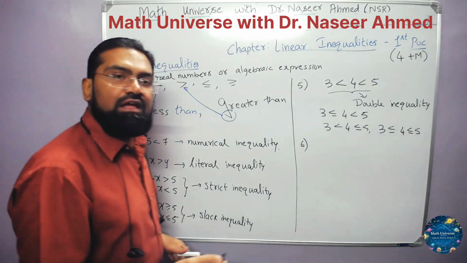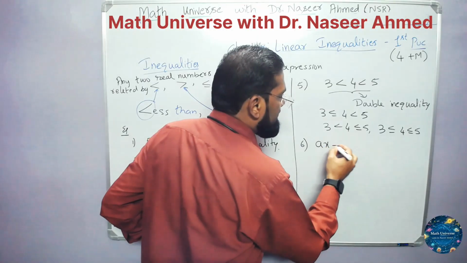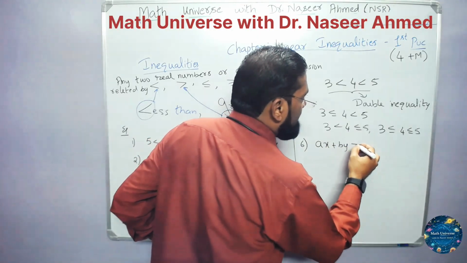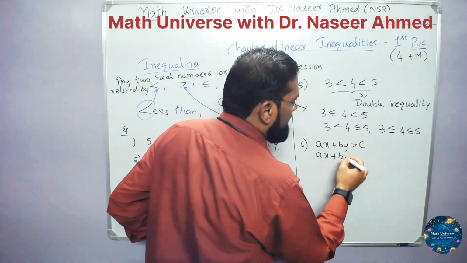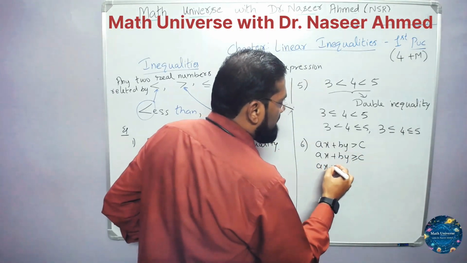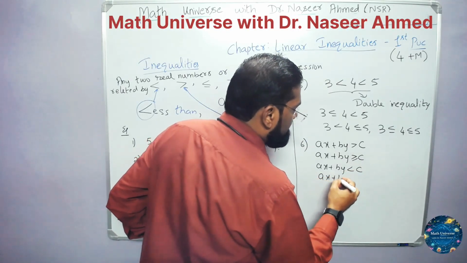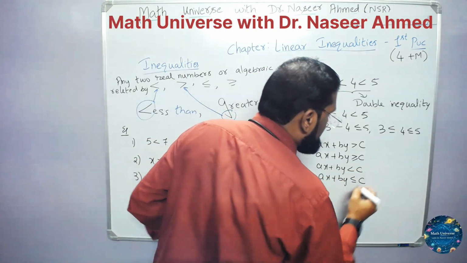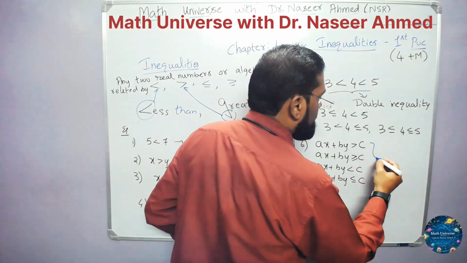Now let's suppose that we have two variables. Then it can be ax plus by greater than some number c, or ax plus by greater or equal to c, or ax plus by less than c, or ax plus by less or equal to c. This we call what?